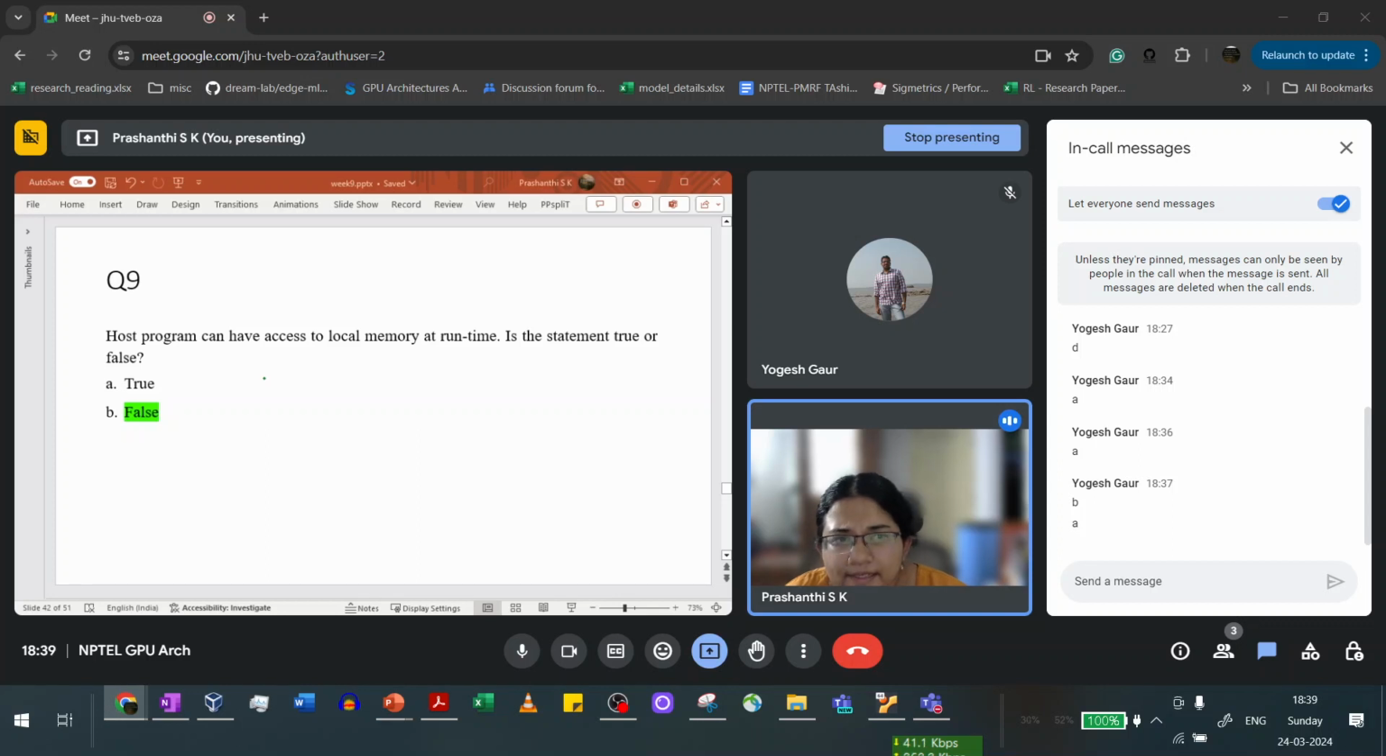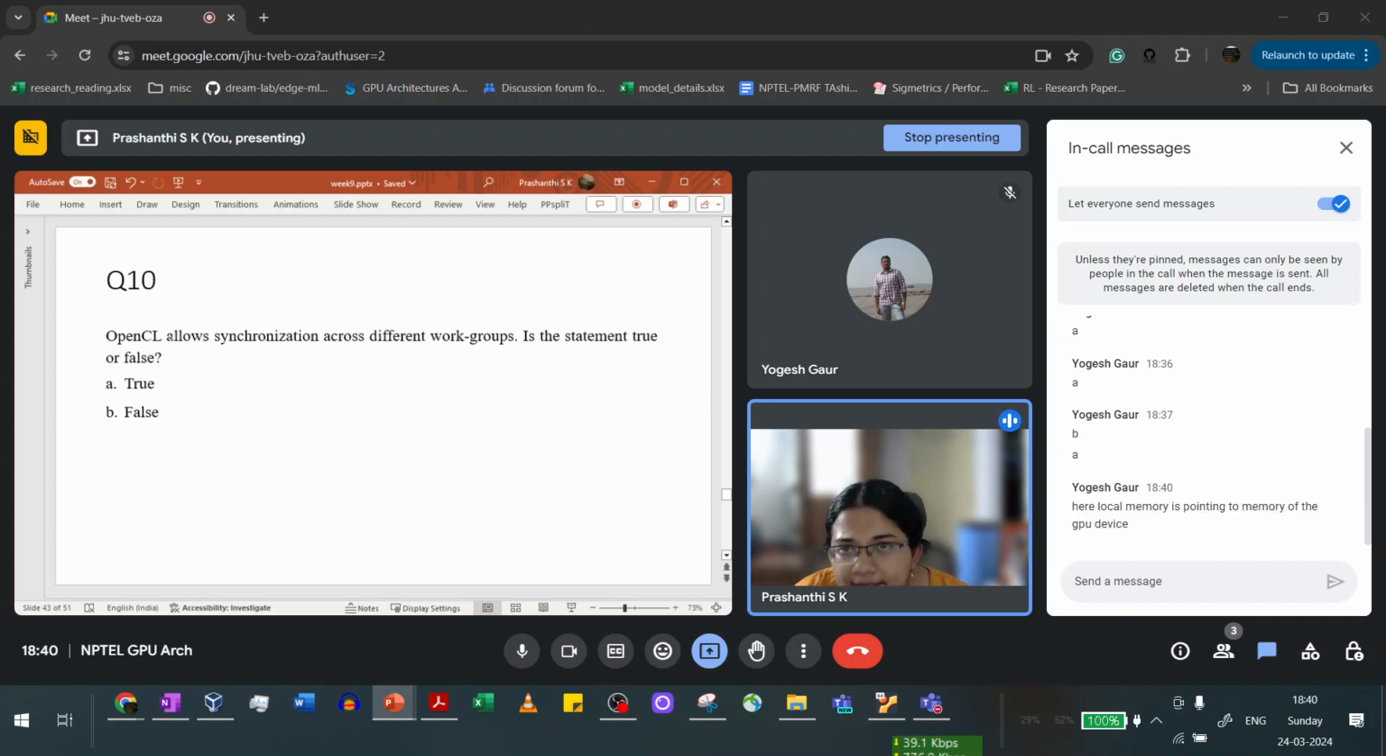So there was a table in the lectures which said, depending on the type of the memory, global, local, whether the host has access to it, whether the kernel has access to it, what kind of access is allowed, and so on, right? So that will help you understand why this is false. We move to the next question. OpenCL allows synchronization across different work groups.